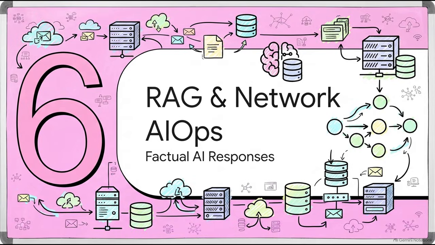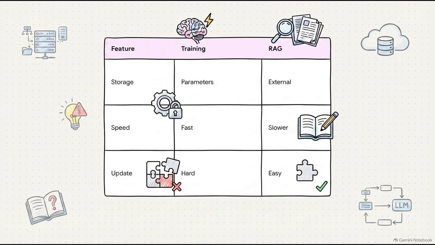Finally, Section 6, RAG and Network AI Ops. Now, in an enterprise IT environment where guessing a wrong command can literally take down an entire network, hallucinations are an absolute deal breaker. The ultimate solution to this is RAG, or Retrieval Augmented Generation. We can perfectly contrast the two types of knowledge to see why this is a game changer. Training knowledge is what we've been discussing. It's encoded permanently in the model's parameters. It's super fast, but nearly impossible to update without expensive retraining. If a new software version drops tomorrow, the model's out of luck.